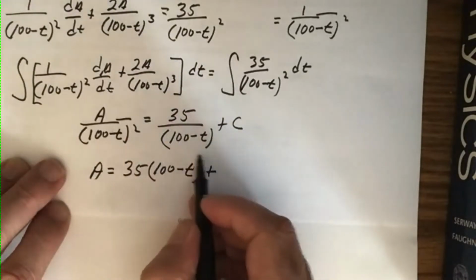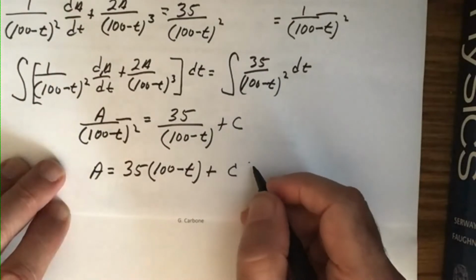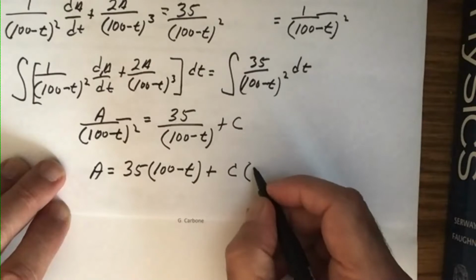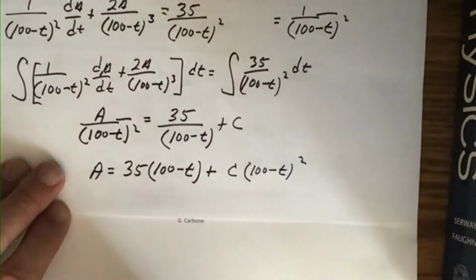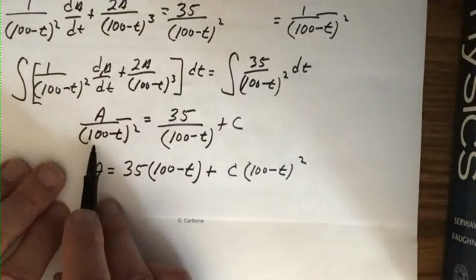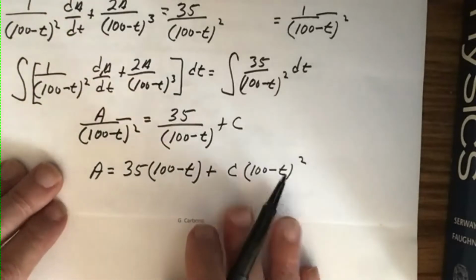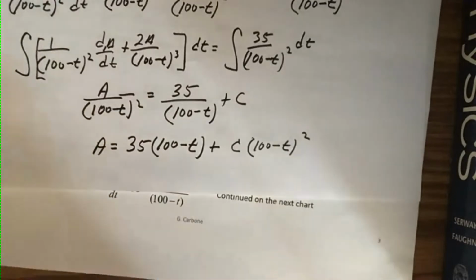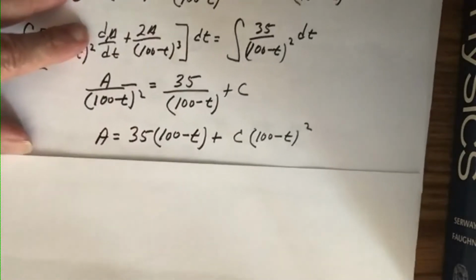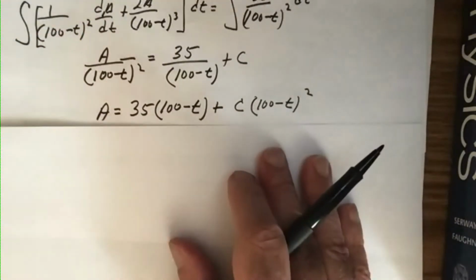Right? Yeah. Plus c, 100 minus t squared, right? Multiply both sides by 100 minus t squared, and I get this. All right. So now, let's see. So now what do I do?